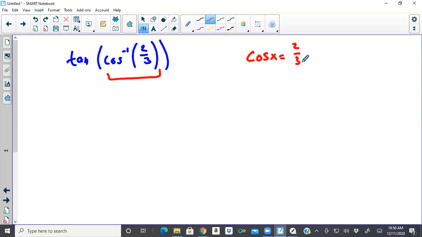So what I would do with this is I can very clearly see that with inverse cosine, I'm dealing in quadrant 1 and quadrant 2. So since I'm dealing in quadrant 1 and quadrant 2, that specifically means that I am going to have a positive x value like this. I'm going to have a hypotenuse of 3, and then I'm going to have to find my sine value.